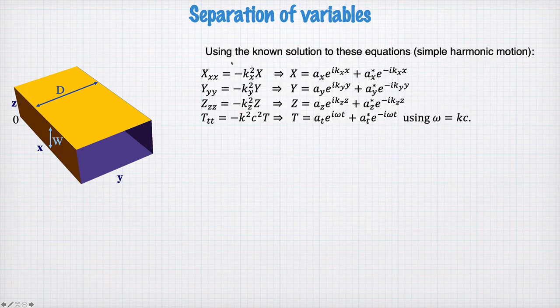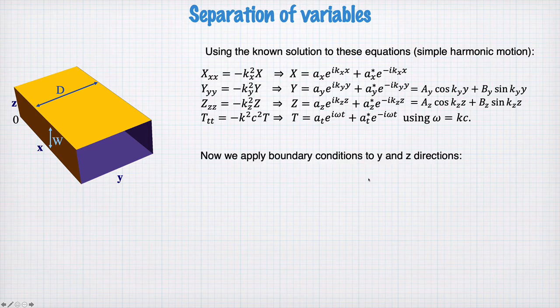So now, having derived these equations of simple harmonic motion, we can use the known solutions. I've written them here in terms of complex exponentials and their conjugates, where the a's are some amplitudes, and we have the kx, ky, and kz, and the frequency omega, which is equal to k times c, relating this back to the variable here. For the y and z components, I'm going to rewrite this solution in terms of cosine and sine functions, because that will make it easier to apply the boundary conditions, which is what we'll do now.